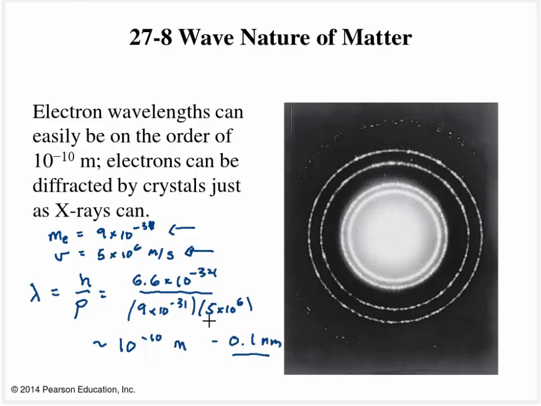Now we're starting to talk about wavelengths that we can actually detect. What this means is if we pass electrons through a crystal, then it's going to be diffracted. It's going to exhibit some wave-like behavior.